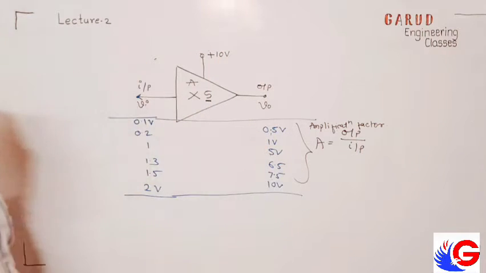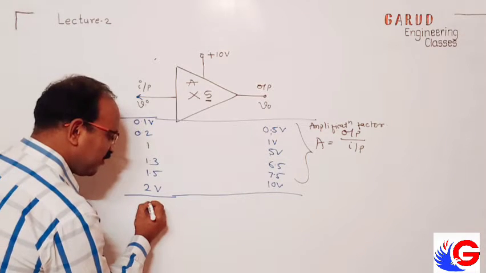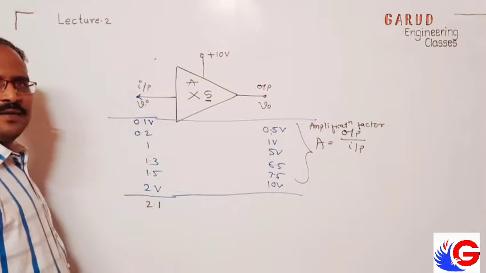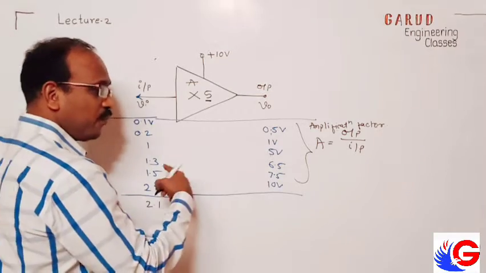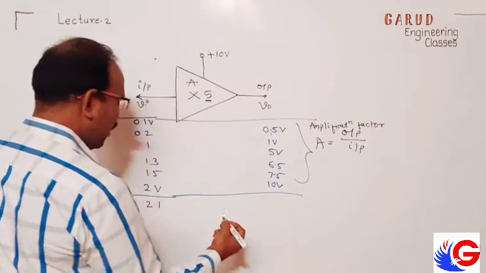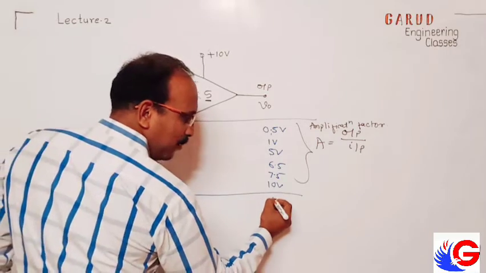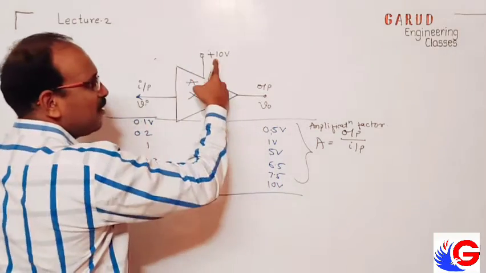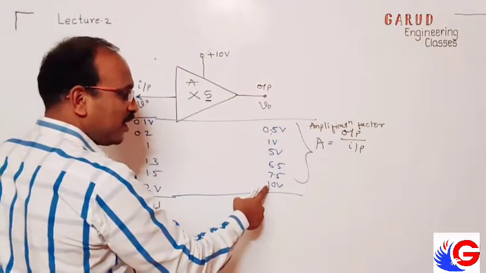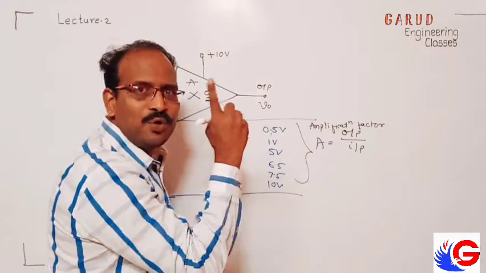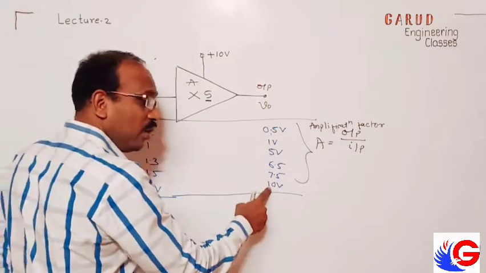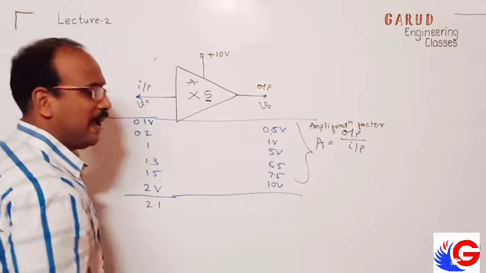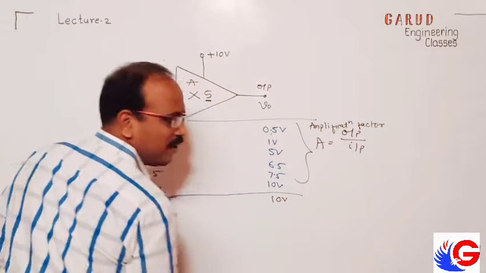Amplification factor A is always output upon input. Now, if I give an input more than this, 2.1 into 5, that is 10.5, but it is overloaded. Supply is 10 volt. It cannot deliver output more than supply. So the maximum will be 10 volt.